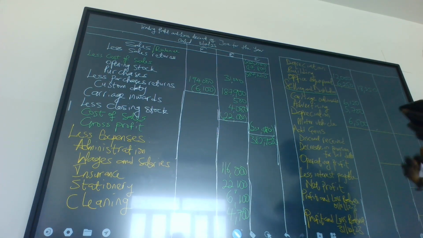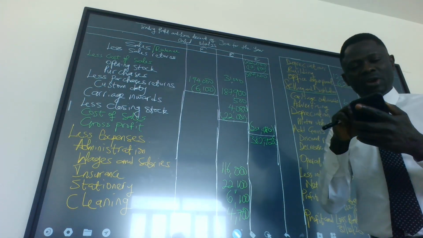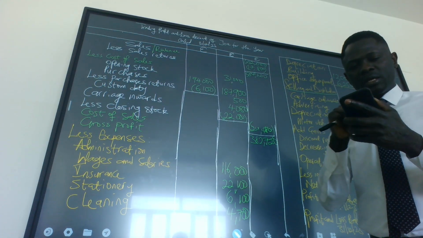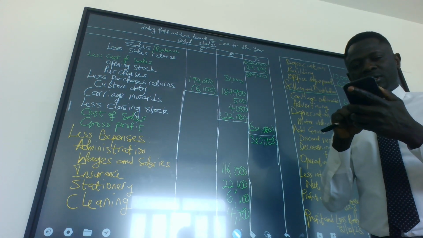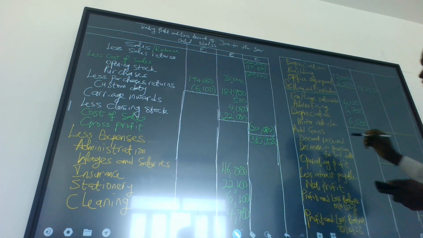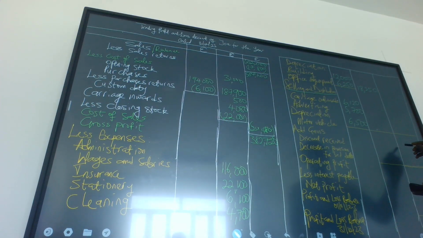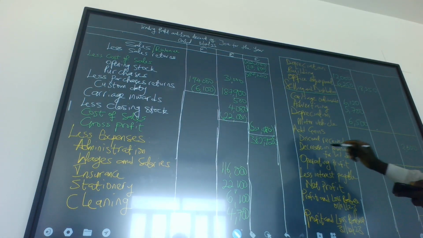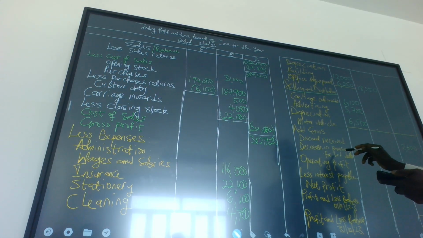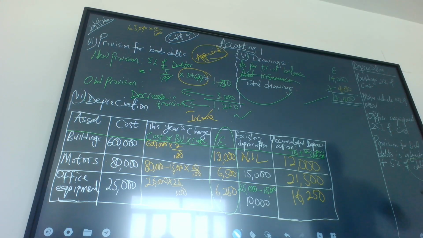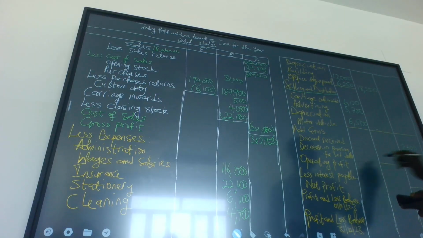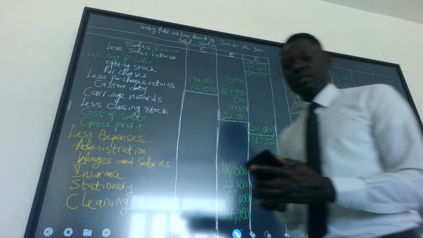Discount. We have discount received. Let me check, it's part of the additional information, not the trial balance. Discount received. Please check. Do you have the information? Yes, we have discount received, 2,600. But now please add this together for me. Decrease in provision for depreciation is 1,000. Gain is 1,270, right? So please add that up for me.